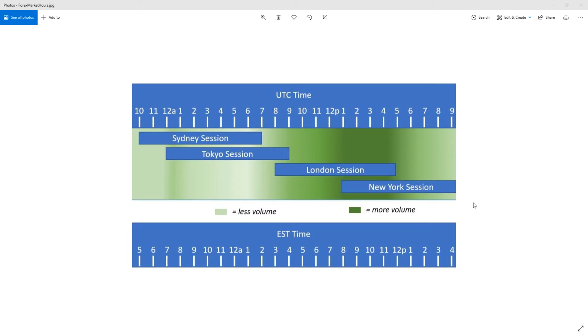So, Forex is a 24-hour market, but you definitely do not want to be trading 24 hours a day. In fact, there's just a few sessions or hours in the day that is more fruitful and profitable for trading. All right, let me go through that.